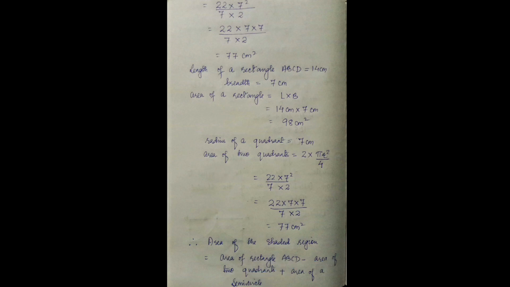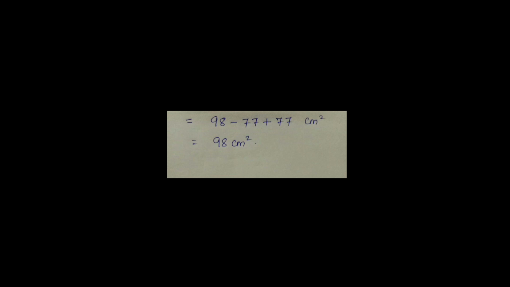Now we have got the values. Okay, so area of the rectangle is 98, area of two quadrants 77, and area of semicircle 77. Now this minus 77 and plus 77 can be cancelled. So the area of the shaded region is 98 centimeter square.